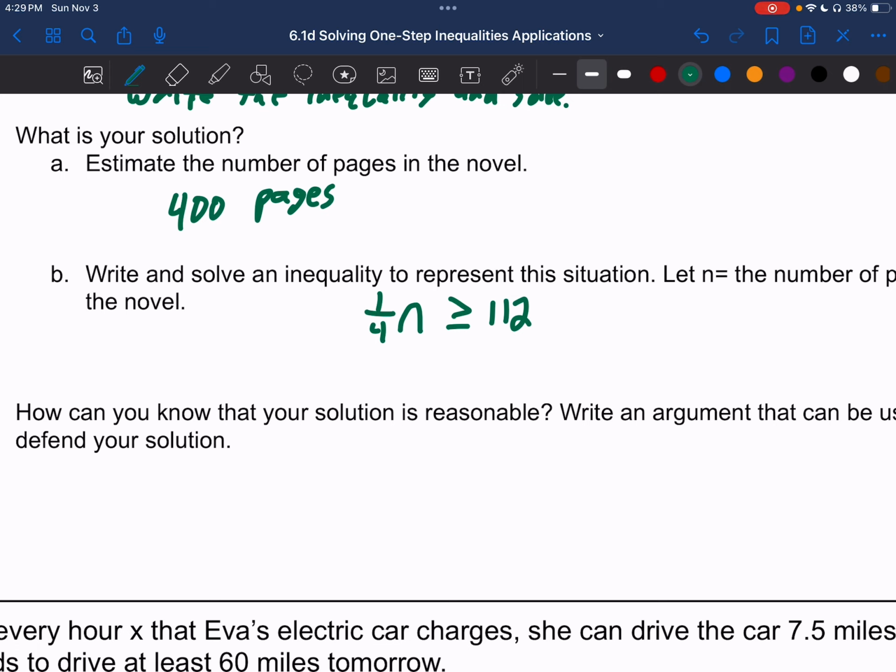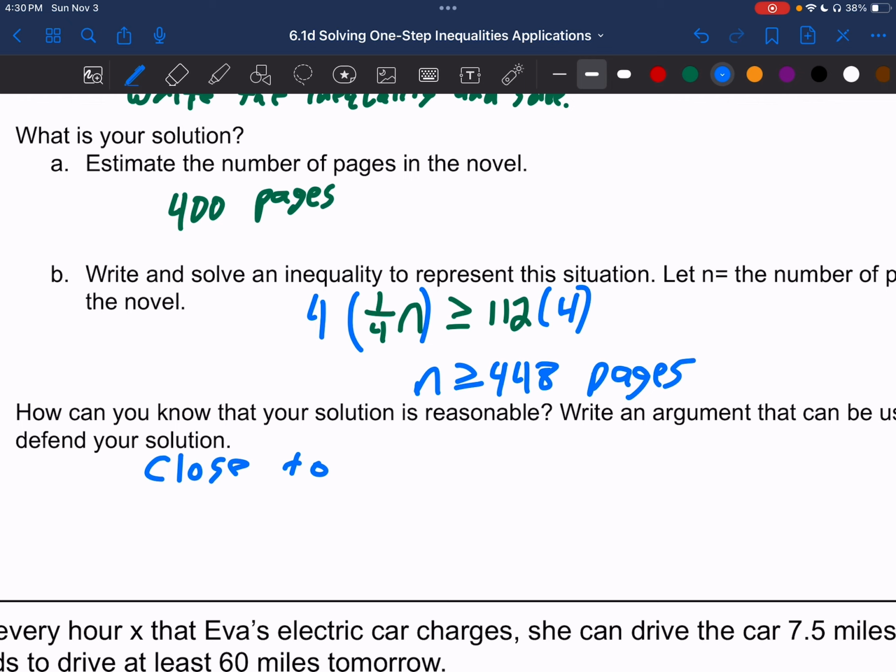We're going to solve by multiplying both sides by 4, and we get that n is greater than or equal to 448 pages. So the novel she's reading is at least 448 pages long. Do we know it's reasonable? Yes, it's close to our estimate. I want you to go ahead and write an argument that would be used to defend your position. Go ahead and do that now.